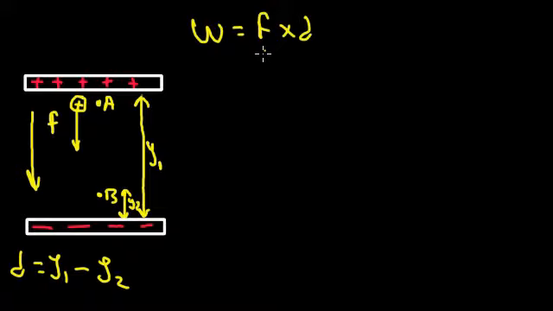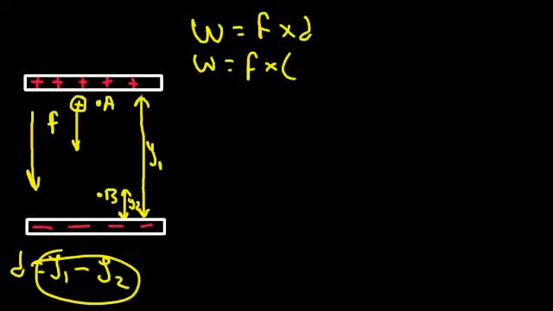Now remember, work is force times distance. So therefore, we now have work equal to the force multiplied by distance. Now instead of D, let's substitute this value. Very, very important. So therefore, we have y1 minus y2.